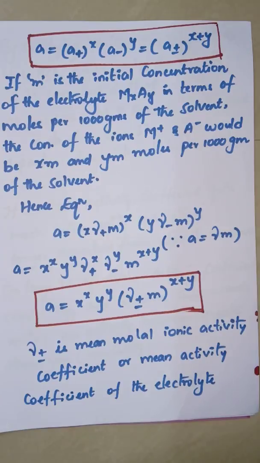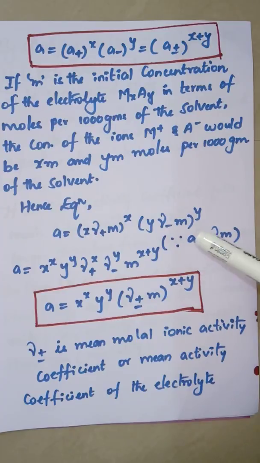Now if m is the initial concentration of the electrolyte, what is the electrolyte? M x A y. In terms of the moles per 1000 grams of the solvent, the concentration of the ions M plus and A minus would be xm and ym. Okay, if m is the initial concentration, then what will be the concentration of the ions? It will be xm and ym.